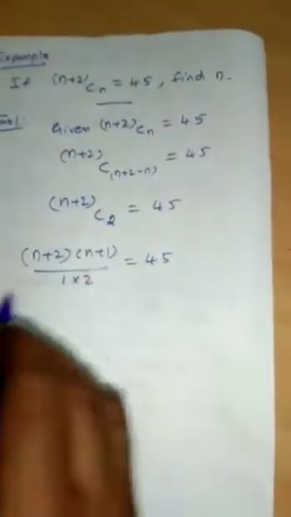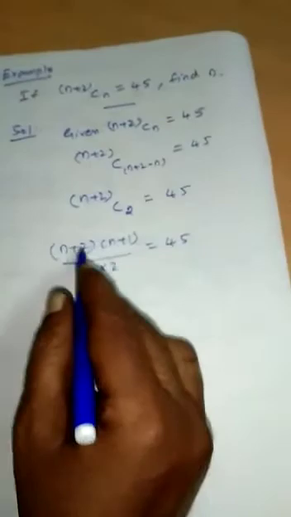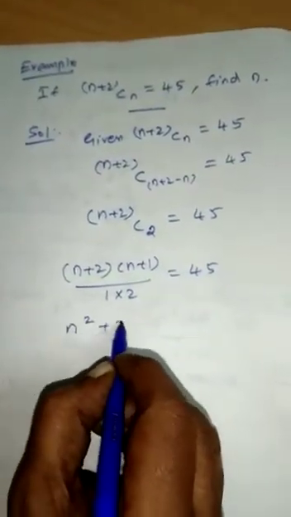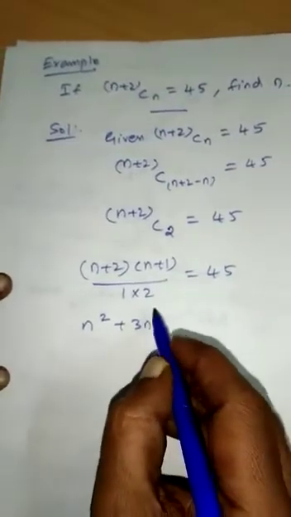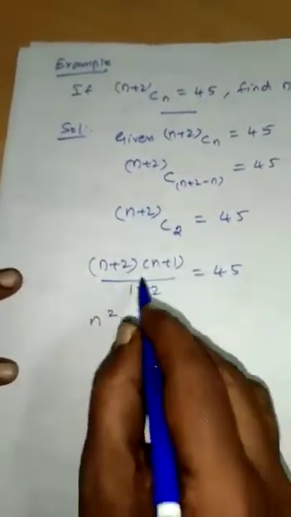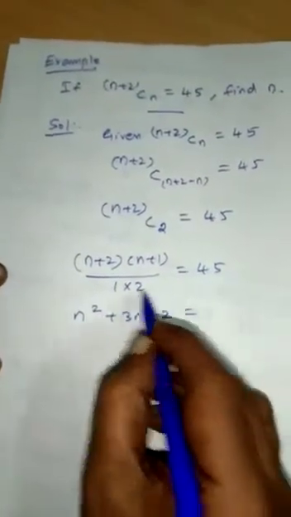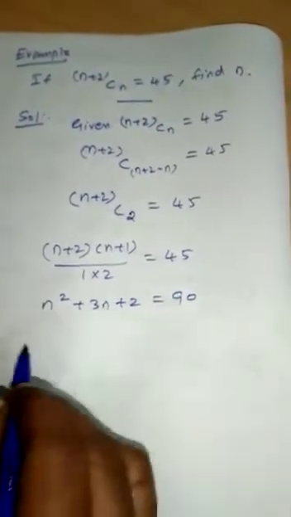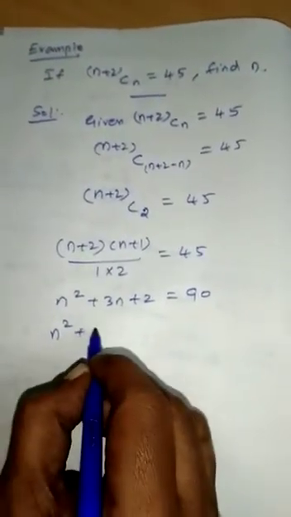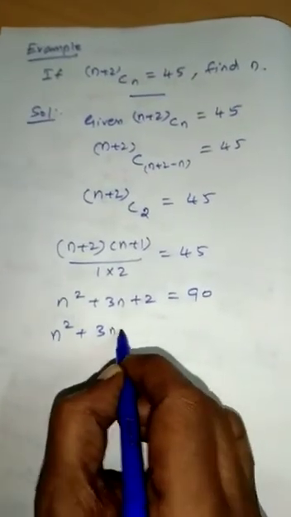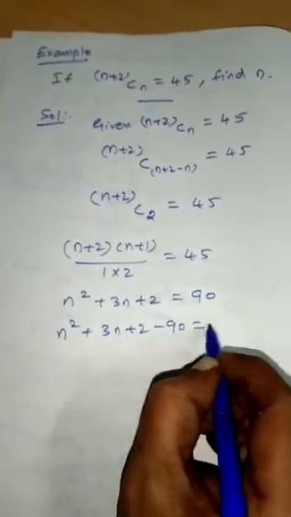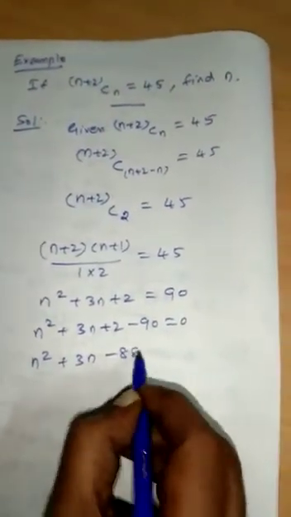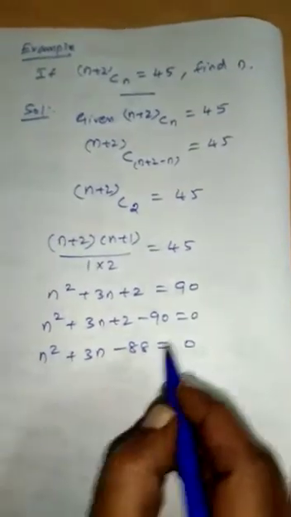2 goes there. When we multiply these two, we get n squared plus 3n plus 2 is equal to 90. 90 comes here. We get n squared plus 3n plus 2 minus 90 is equal to 0. n squared plus 3n minus 88 is equal to 0.